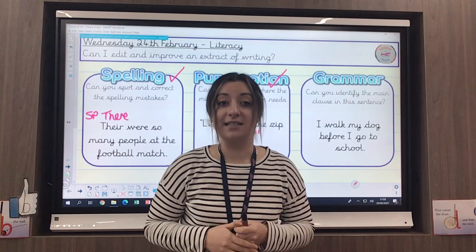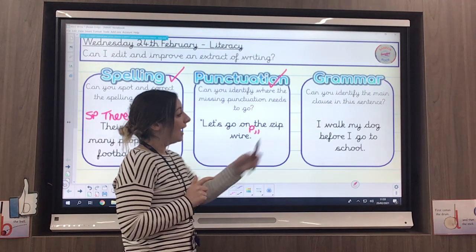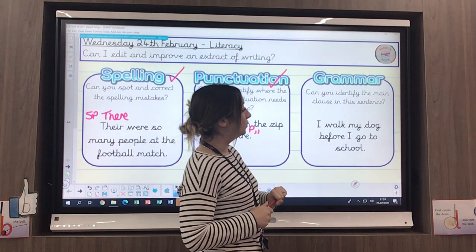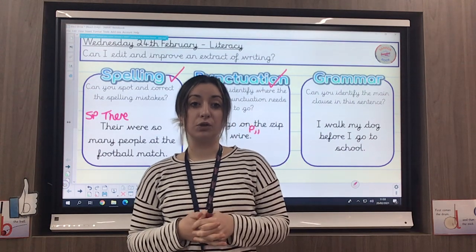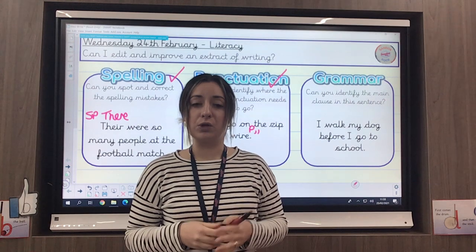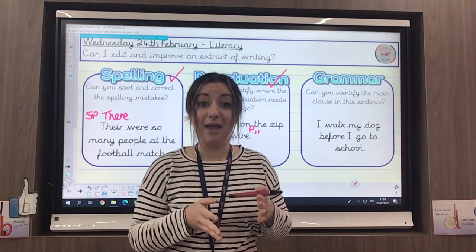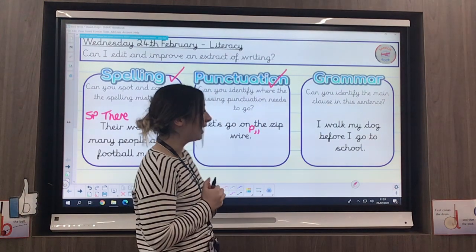So let's read the sentence and see if you can spot my main clause. I walk my dog before I go to school. I walk my dog before I go to school. What part in that sentence is my main clause? What chunk of that sentence makes sense on its own? Can you spot it at home? Have a think.